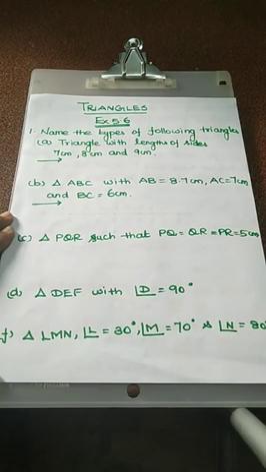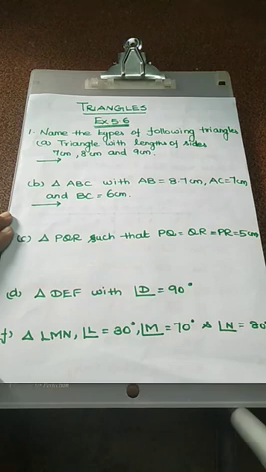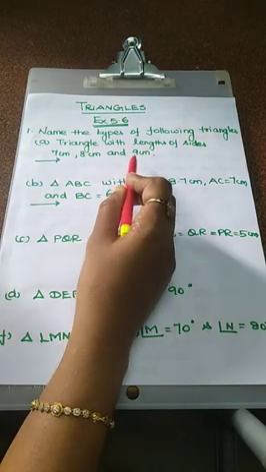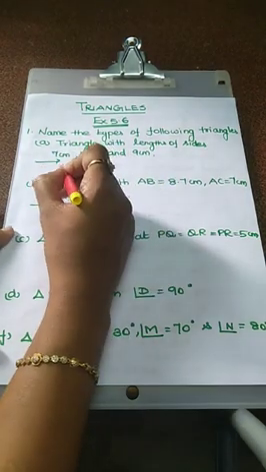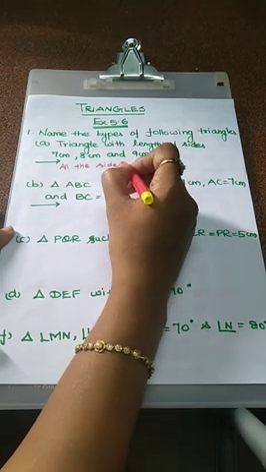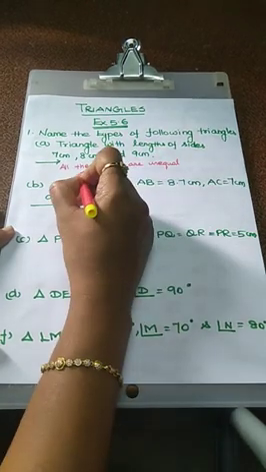Exercise 5.6. These problems are based on triangles only. The first one: name the types of the following triangles. A triangle with the lengths of sides 7 cm, 8 cm and 9 cm. You just look at the values and easily we can say the type of triangle. All the sides are different, all the side values are unequal. So it is what kind of triangle? Scalene triangle.